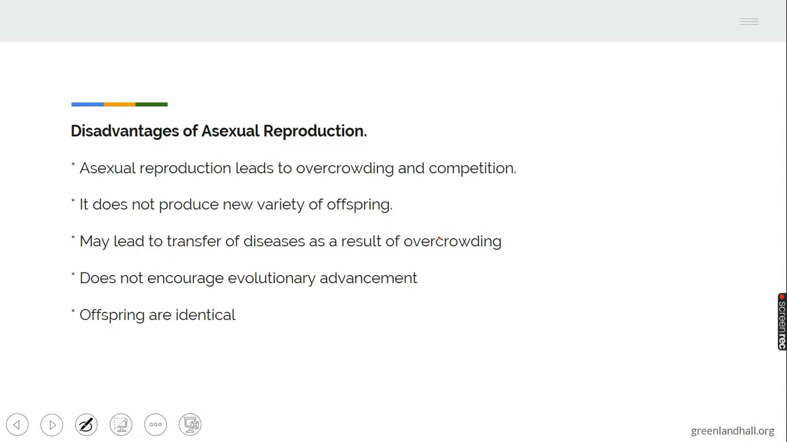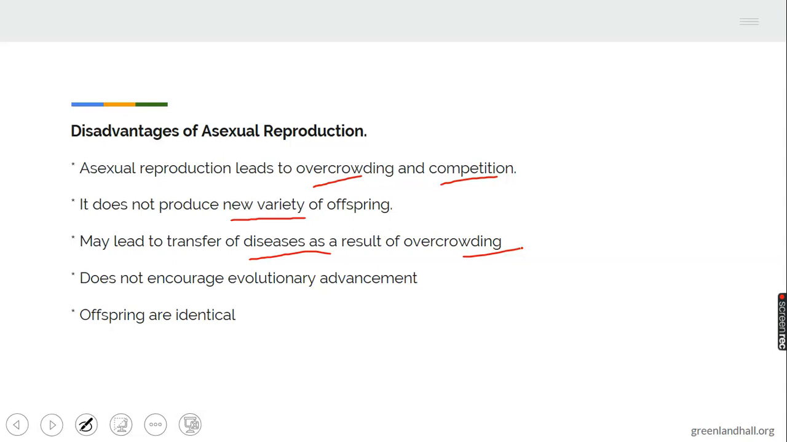The disadvantages are these. Asexual reproduction leads to overcrowding and competition. New varieties are not produced during asexual reproduction. Because it leads to overcrowding, there is every possibility that diseases will occur. It may lead to transfer of diseases as a result of overcrowding.